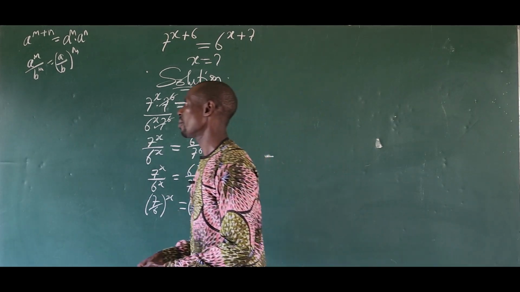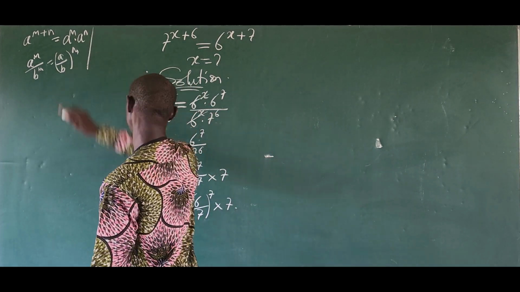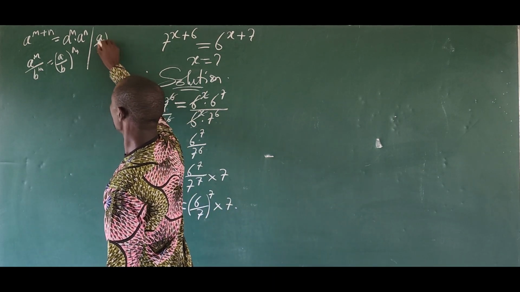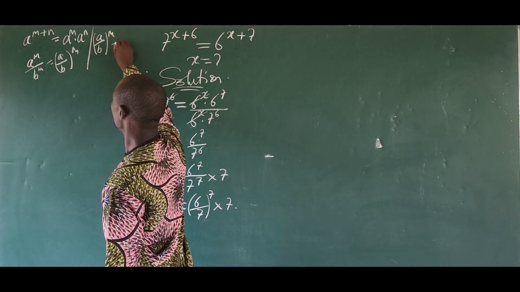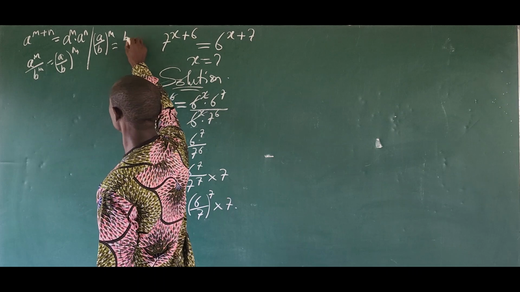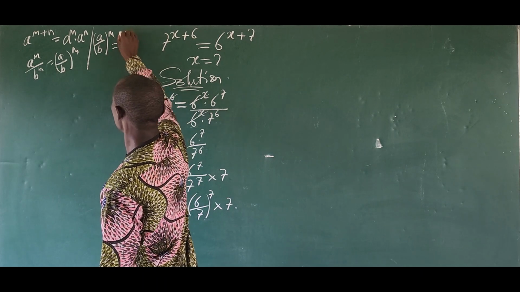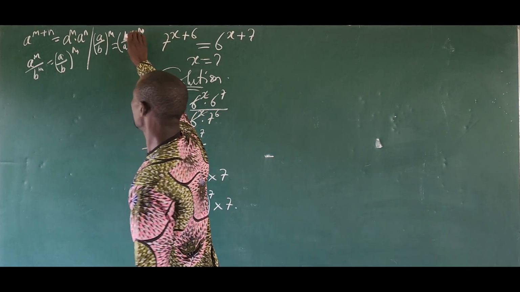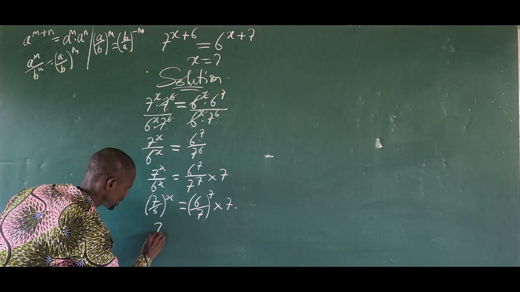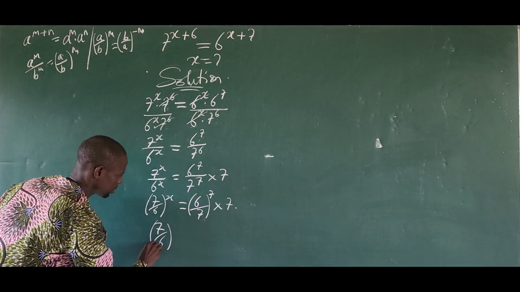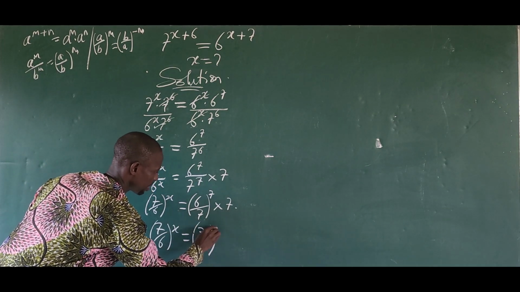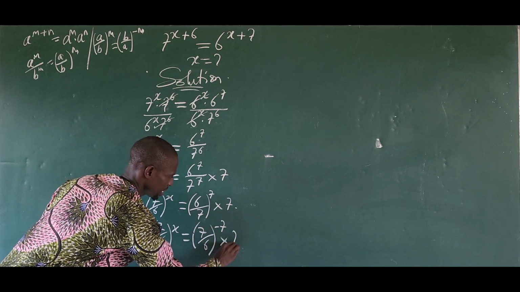I'm going to apply a law which says that if you have (a/b)^m and you want to interchange the variables, it gives (b/a)^(-m). The power will carry a negative, all right? So doing that, this is going to give us (7/6)^x equals (7/6)^(-7) times 7.